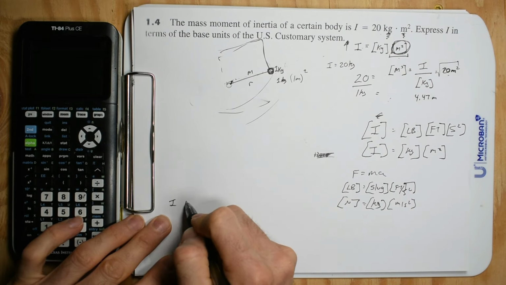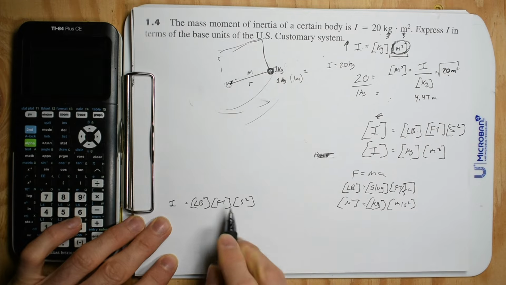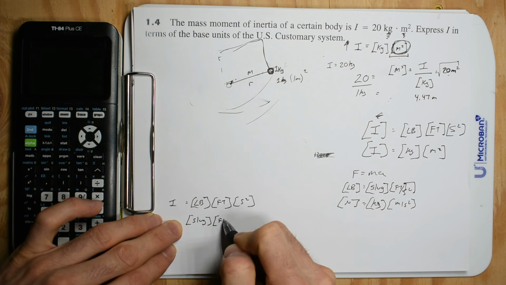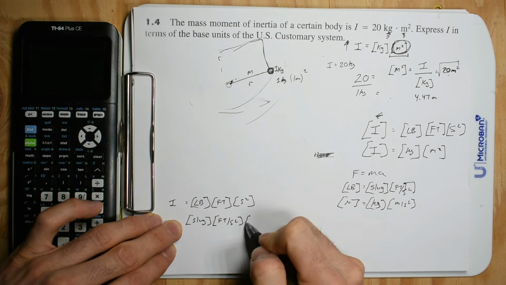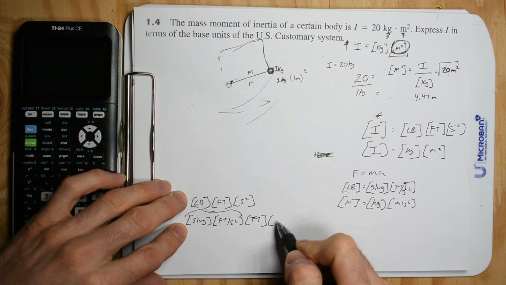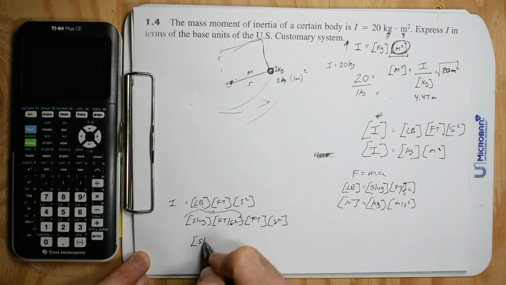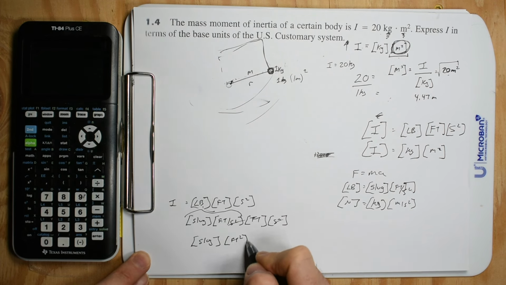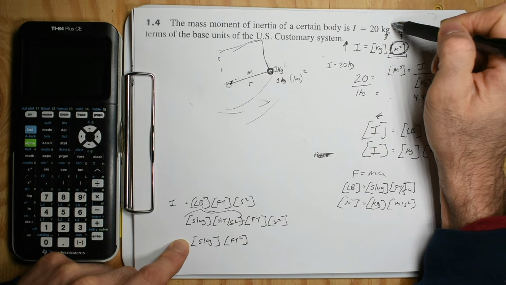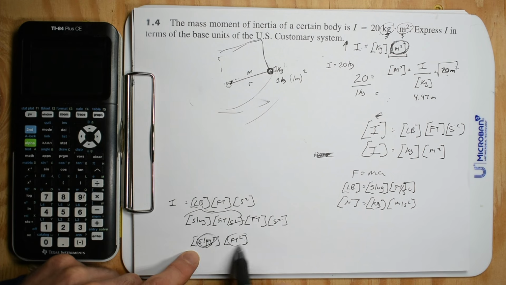So let's do that right now. We have I as pounds, feet, and seconds squared. So we're going to replace pounds with slug feet per second squared. Then we still have that feet and then seconds squared. So seconds squareds cancel, feet gets doubled, so now we have slug feet squared. That's going to look very similar to kilograms meters squared. We have a mass times a distance squared. Slug is the U.S. customary unit for mass.